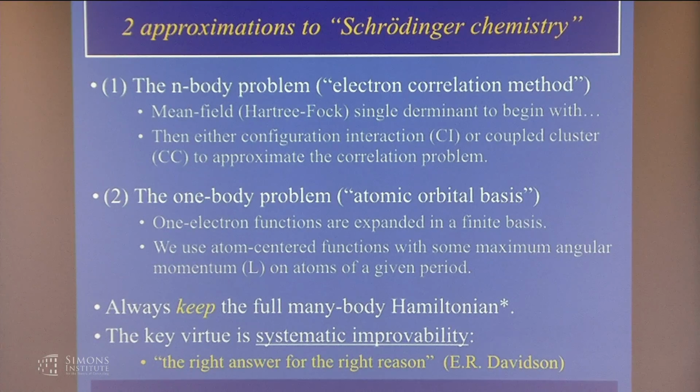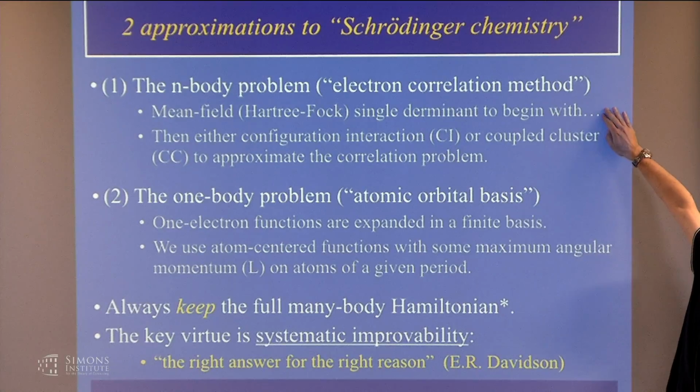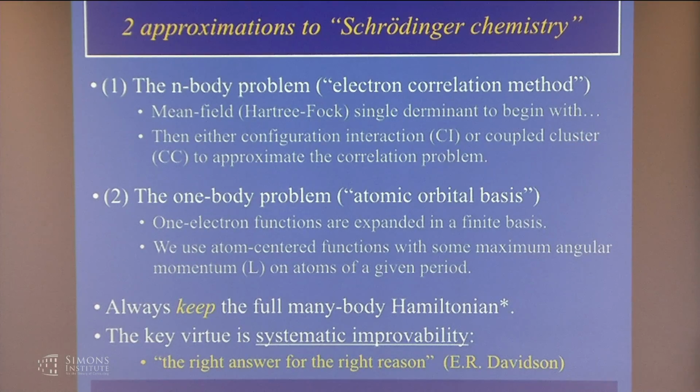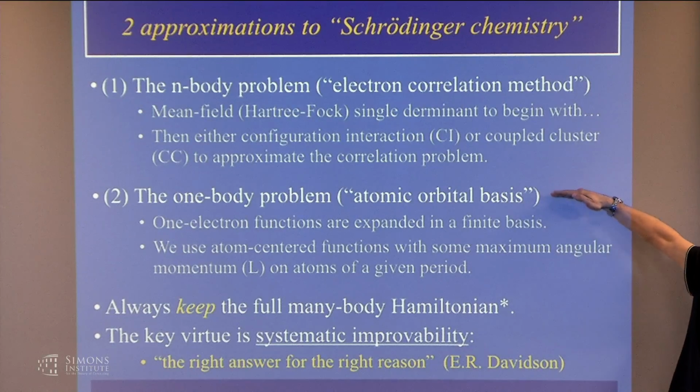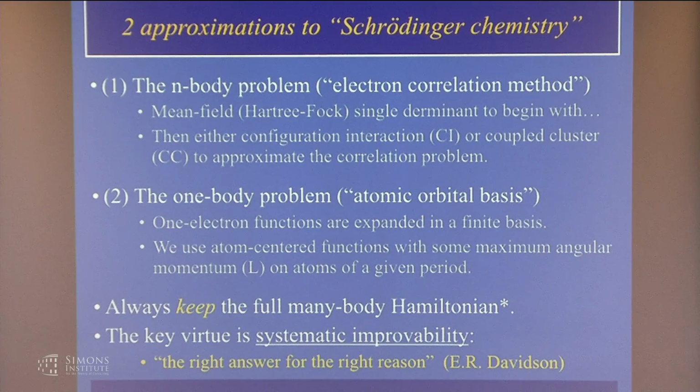So broadly speaking, we make two approximations in quantum chemistry. I've already kind of hinted at this. First, we solve the wrong equations. We don't solve the Schrödinger equation. We solve something close to it. So we typically make an electron correlation model, maybe starting with mean field, for instance, and then doing either CI or CC. And secondly, we don't work in the complete basis set limit for one-particle expansions. We use a finite basis because computers far prefer finite-dimensional matrices. So we typically use atom-centered functions with some maximum angular momentum on each atom, although one could use finite elements in principle, or plane waves, which are popular in condensed matter physics.